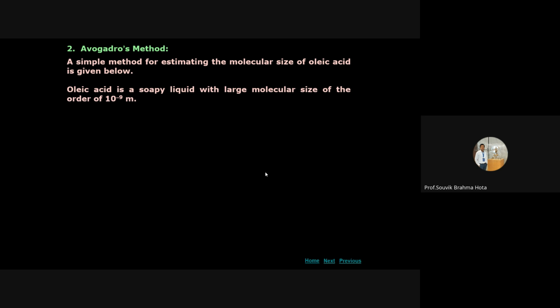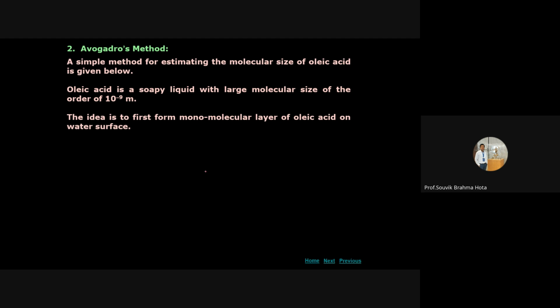Now there is also the Avogadro method, a simple method for estimation of the molecular size of oleic acid, which I have done in class also. Oleic acid is a soapy liquid having a large molecular size, of the order of 10 to the power minus 9 meter. The idea is first to form a monomolecular layer of oleic acid on the water surface. Monomolecular layer means the layer should contain one molecule.